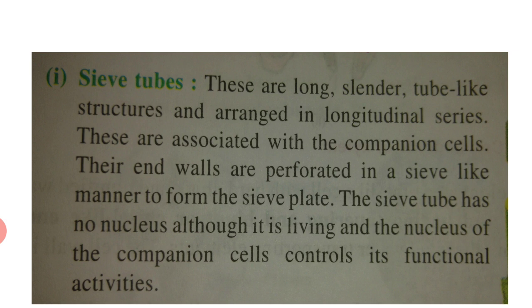These sieve tubes are associated with the companion cells. Their end walls are perforated in a sieve-like manner to form the sieve plate. The sieve tube has no nucleus, although it is living, and the nucleus of the companion cell controls its functional activities. Actually, the metabolic activities of these cells are taken up by the companion cells that surround them. So the sieve tubes are the primary conducting part of the phloem tissue.